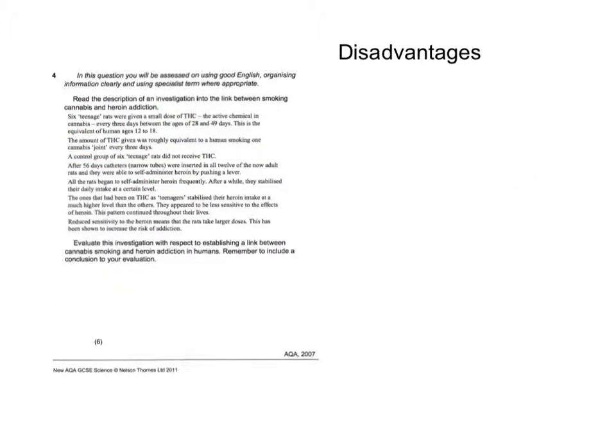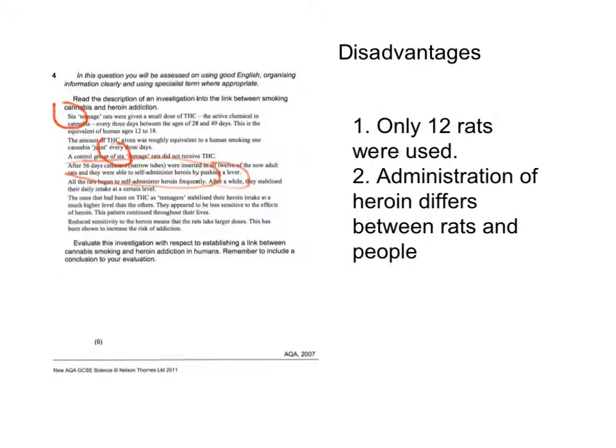The disadvantages. When we look at this study, we see that there were only 6 rats used in the experimental group and 6 in the control group, giving a total number of 12 altogether. And also that how the rats administered heroin differed from how people would use it. So again, let's recap our disadvantages of this study. The 2 disadvantages were only 12 rats were used in this study, and the administration of heroin differs between rats and people. Now let's have a look at our conclusion.